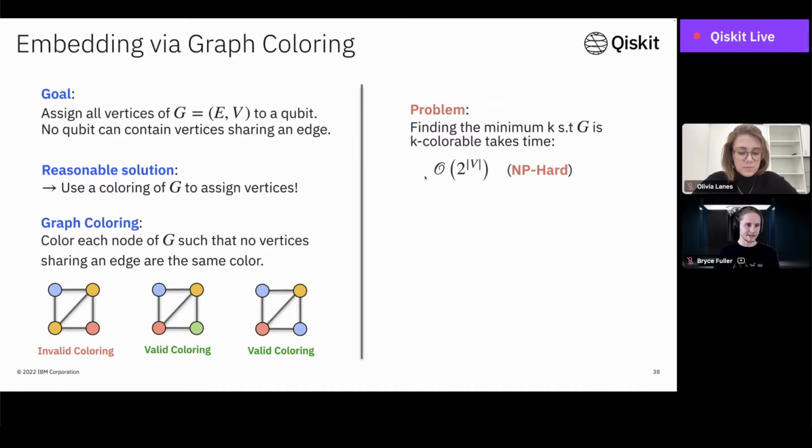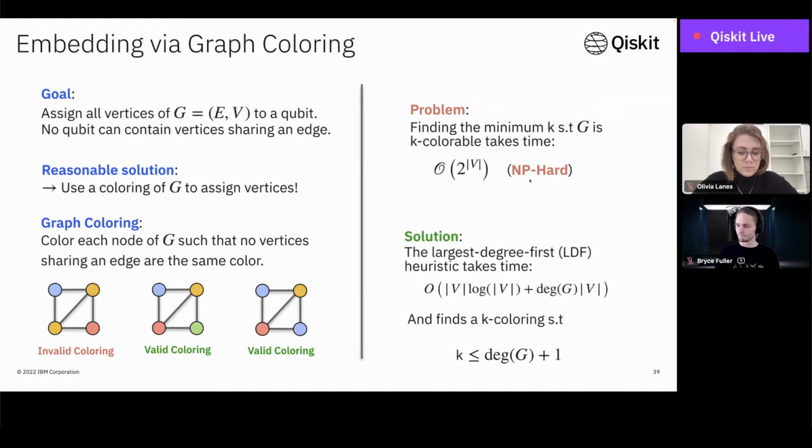However, we don't actually really need to solve this optimally. There's some pretty good heuristics that you can do, which run in polynomial time, polynomial in the number of vertices. And they're guaranteed to find a number of colors which is basically one more than the maximum degree of the graph, where degree is basically the maximum number of edges that leave any one node. So in this case, the degree would be 3, right? Okay. So in practice, this is what we use in the paper to find these colorings.